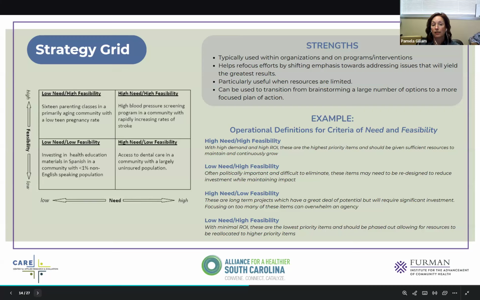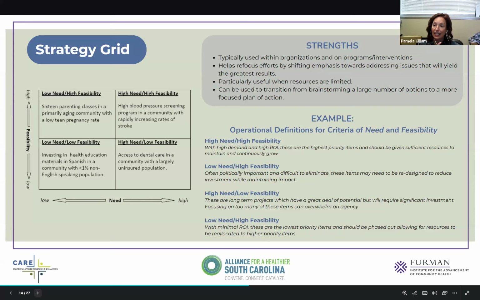So it's really great because it helps refocus efforts by shifting emphasis towards addressing issues that yield the greatest results. That idea of giving you the biggest bang for the buck, right? It's really good to use when you have limited capacity and resources. Like when we know we only have so much staff with so much time and a small budget, how do we want to prioritize our time?